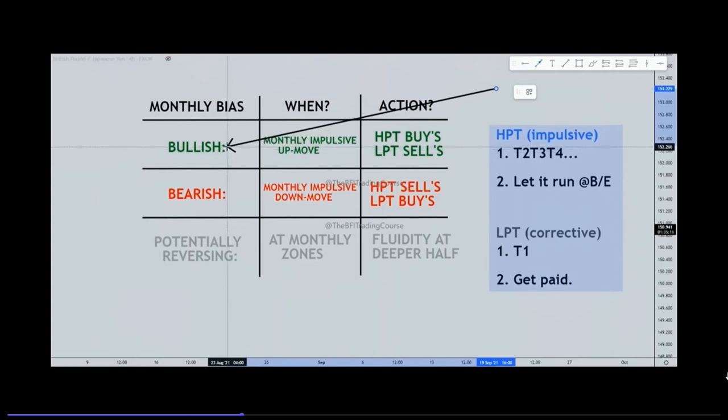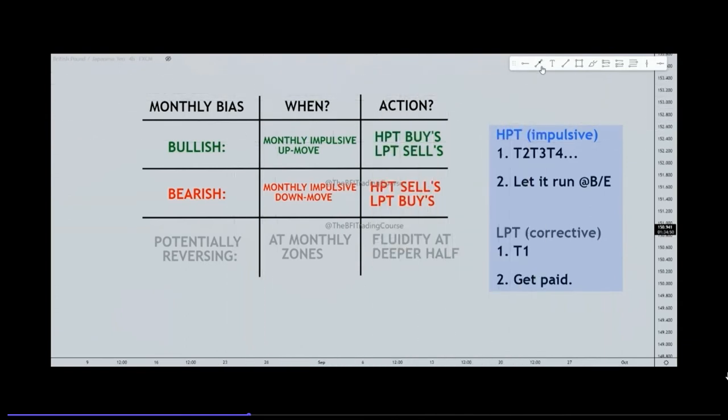Some say if you're bullish, you only buy. Well, you can catch these corrective moves, but we're going to get to that later. But the point is, HPT buys, LPT sells, and that's what you'll be doing on the smaller time frames, if that's your bias.